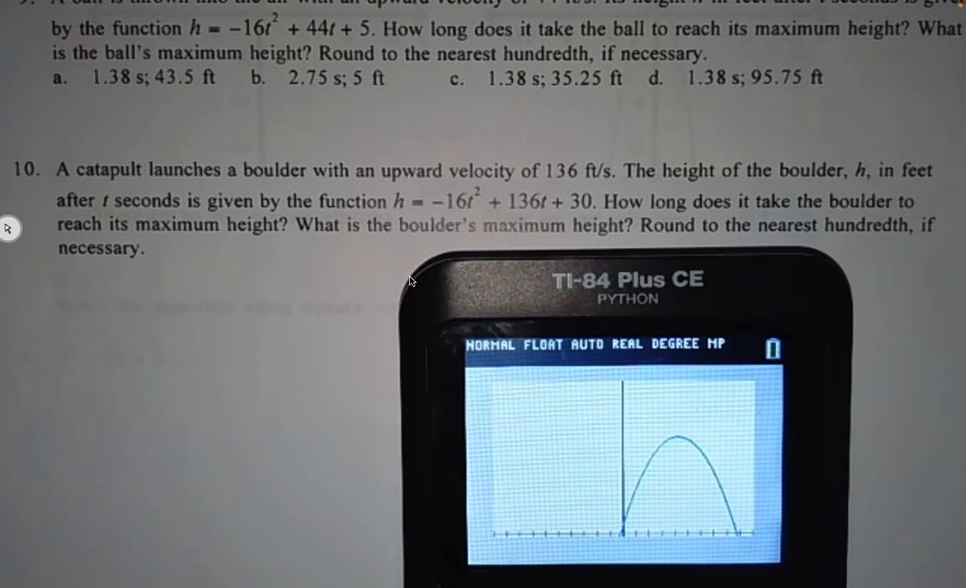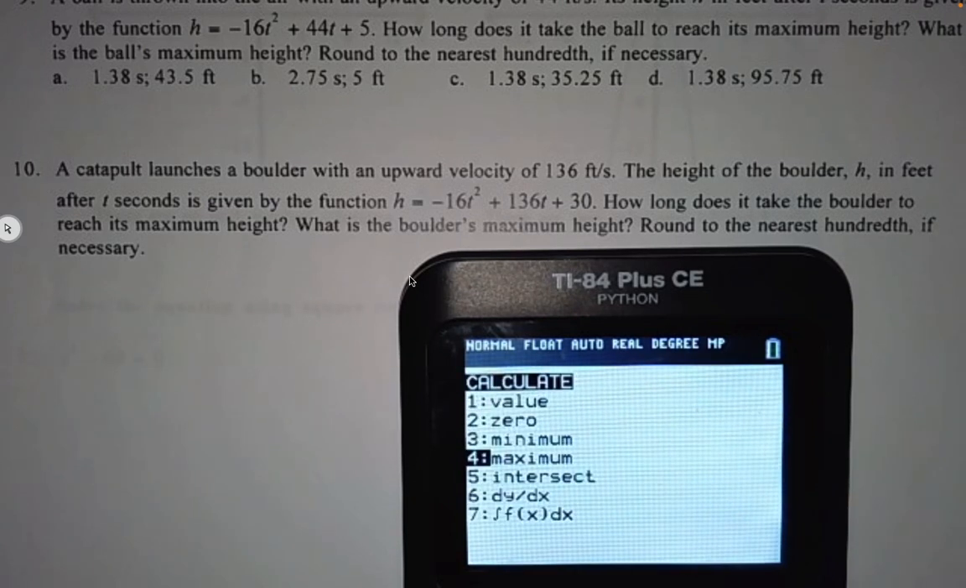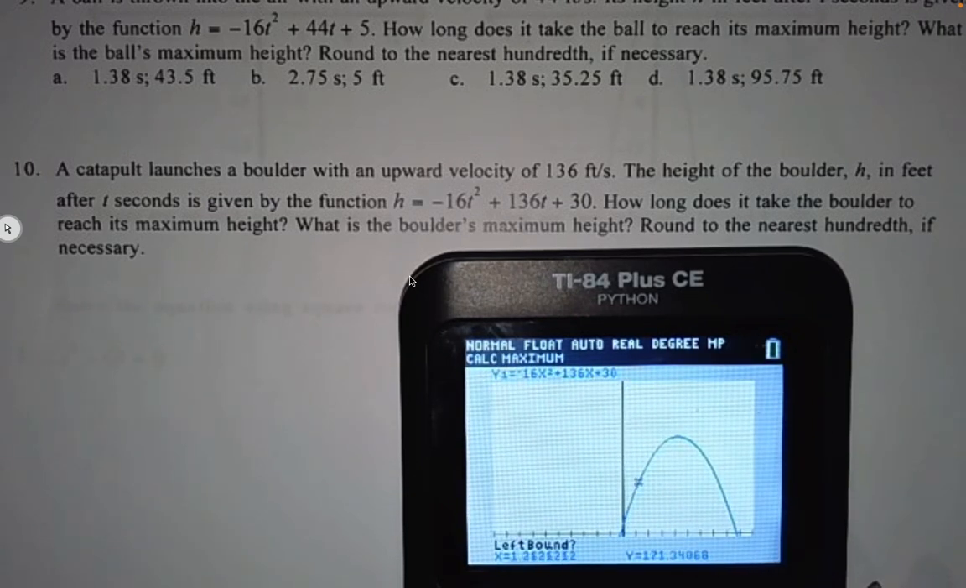Okay, now what do you do for the next part? It says, how long does it take to reach the maximum height? So you have to find the maximum, second trace, and we go, I'm to the left of it, I go to the right of it, and then I go back to the tip top. And how long it takes is 4.25 seconds. And what is the maximum height? 319. There you go.